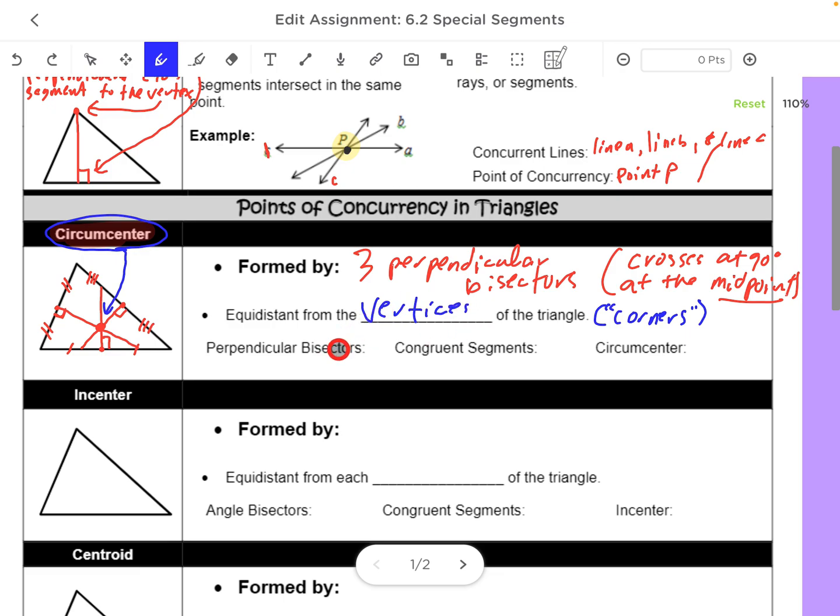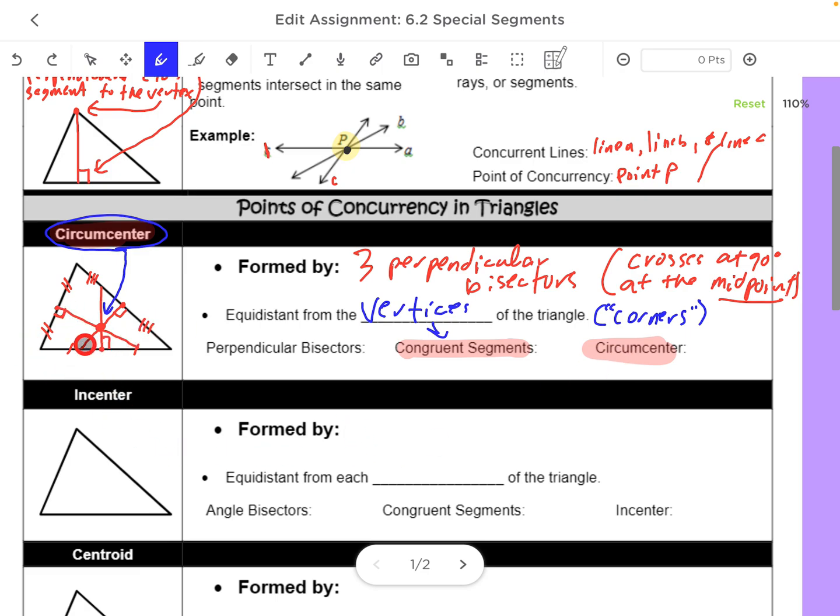So the perpendicular bisectors are what create it. The circumcenter is what we're talking about. The congruent segments are from the vertices to the circumcenter. So those are these right over here.